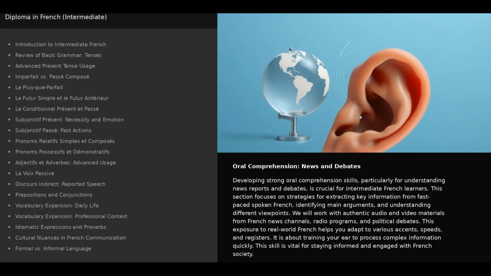We will work with authentic audio and video materials from French news channels, radio programs, and political debates. This exposure to real-world French helps you adapt to various accents, speeds, and registers. It is about training your ear to process complex information quickly. This skill is vital for staying informed and engaged with French society.